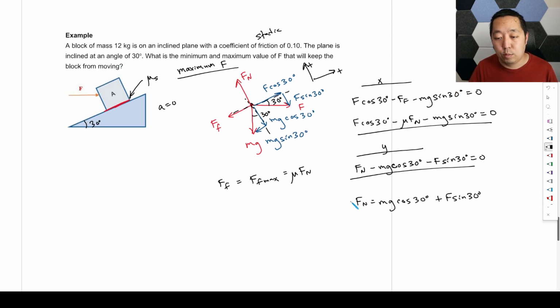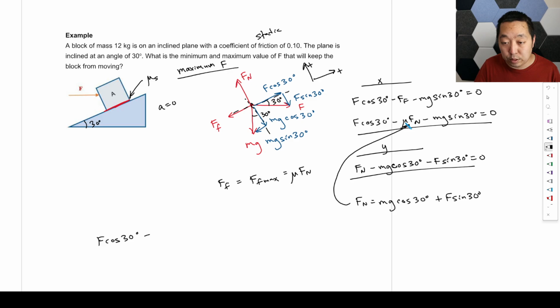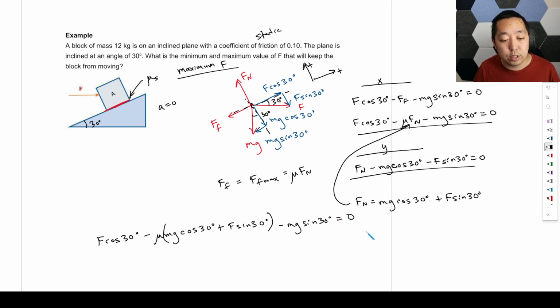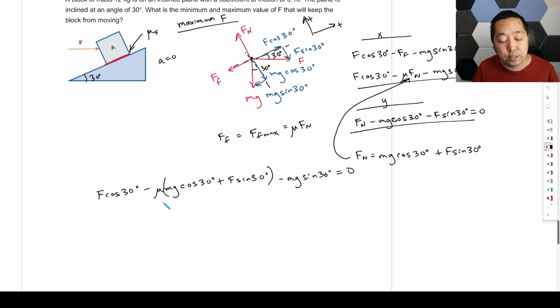And we're going to take that normal force and plug it into here. So we'll get F cosine 30 degrees minus, and let's just distribute the mu to all of these, minus mu (mg cosine 30 degrees plus F sine 30 degrees), with parentheses, minus mg sine 30 degrees equals 0. Then we're going to solve for F here, right? The F is what's unknown, so we're going to take that mu and distribute it so that we can combine the terms with F alone, right?